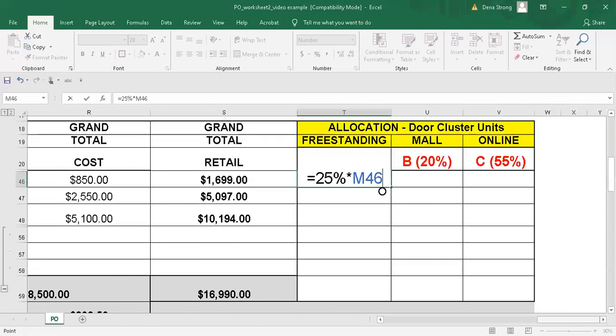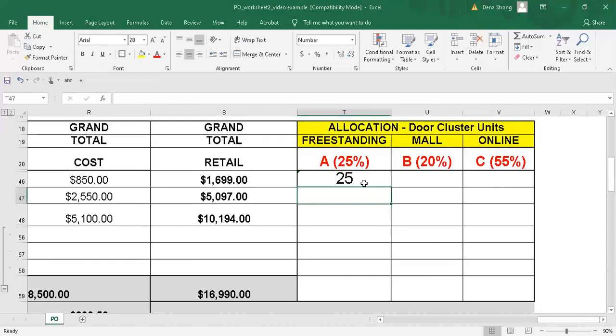So 25% is going to go to the A door. So that means 25 of the black and white check hoodies are going to go to our freestanding stores. And once again, once you do one formula, you can populate and it will allocate the units for the rest. So 75 of our red hoodies are going to go to our freestanding stores, and 150 of the black hoodies are going to go to our freestanding stores. And remember all of the sizes that we have available.